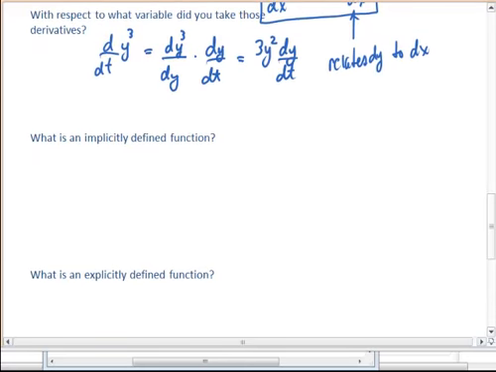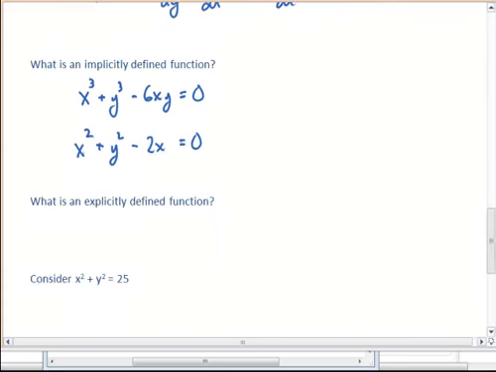What is an implicitly defined function? Again, it's any function that can't be solved for one variable or another. So for example, a good example would be x cubed plus y cubed minus 6xy equals 0. Or as the one we had before, x squared plus y squared minus 2x equals 0.